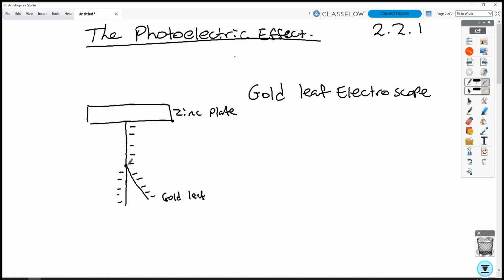Yes? So you know the gold leaf initially, before it's charged, is it parallel to the bar? Yes, so before it's charged, the gold leaf hangs vertically and is parallel to that bar. Yeah? And then for this experiment, what we then do is we shine some light onto that zinc plate and then we observe what happens.